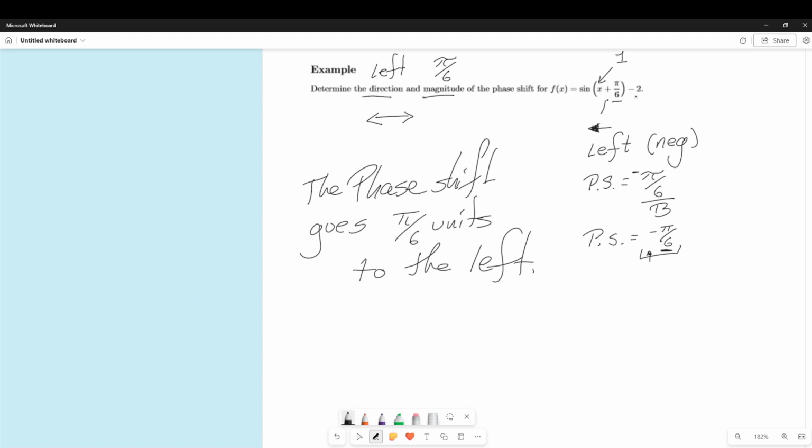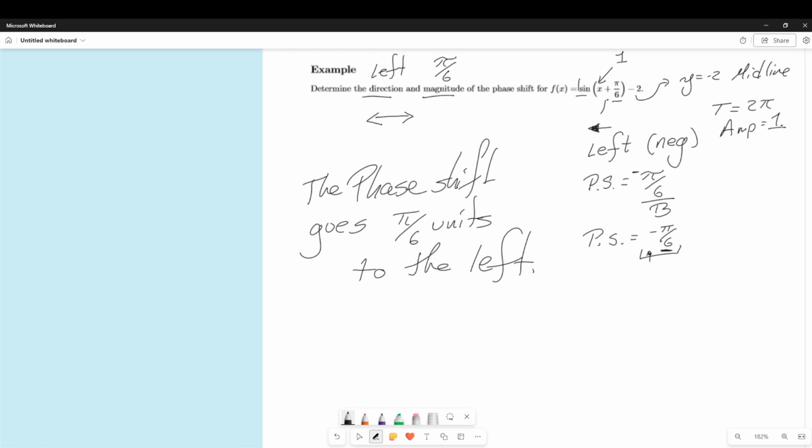And just to be complete about these things, its center line would be at y equals -2, would be the midline. If we were asked that, its period: the standard period for sine would be 2 pi, divided by a compression factor, but there is none. Well, it's a 1, so its period is going to be 2 pi. And its amplitude is just going to be 1, because there's 1 in front of that.